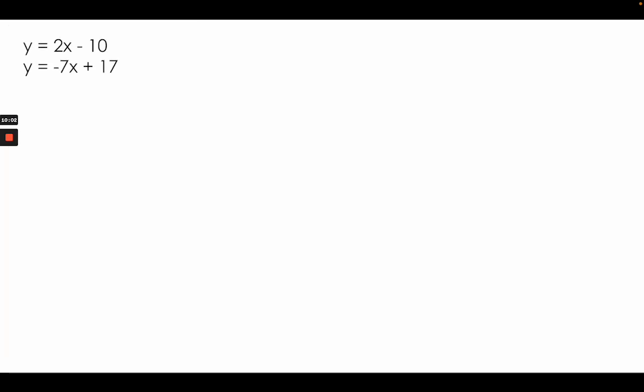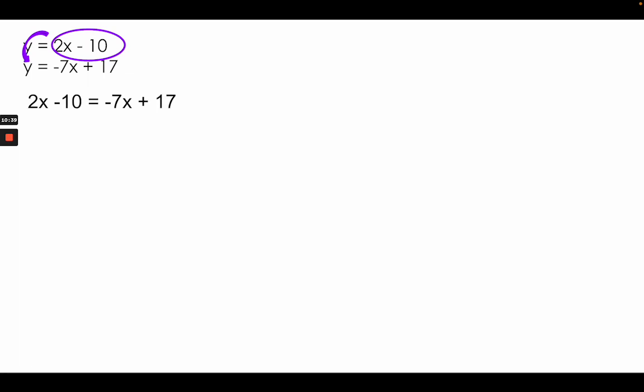To this equation here: y equals 2x minus 10 and y equals negative 7x plus 17. Again, we have equations with variables that are by themselves. And I'm going to take one of these equations, 2x minus 10, and plug it into the y below. We know that y is equal to this here, so this y has to be equal to 2x minus 10 also.